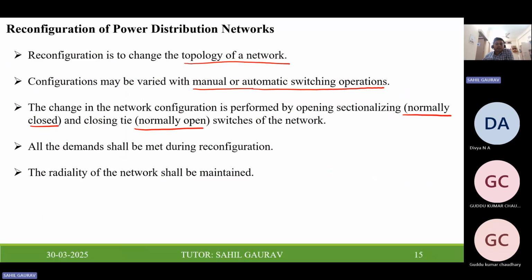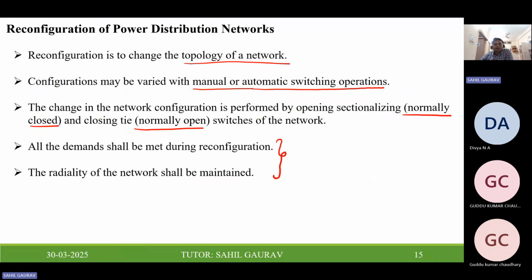You don't need to set up some load while doing the reconfiguration optimization problem. So all demands shall be met during a reconfiguration, and the reliability of the network shall be maintained. So these two things can act as constraints.